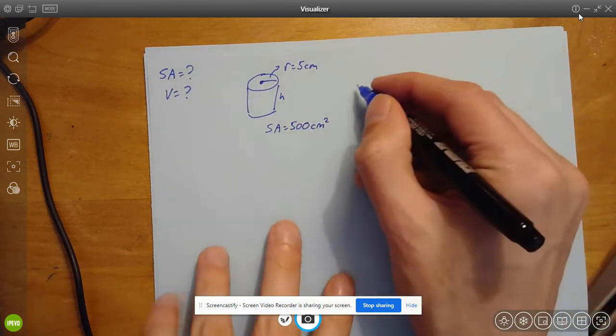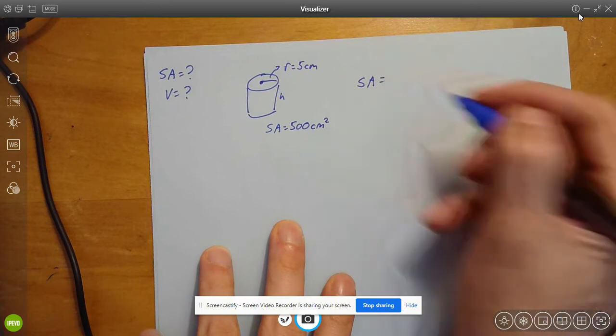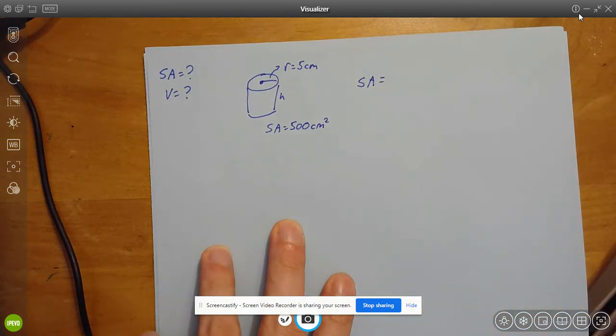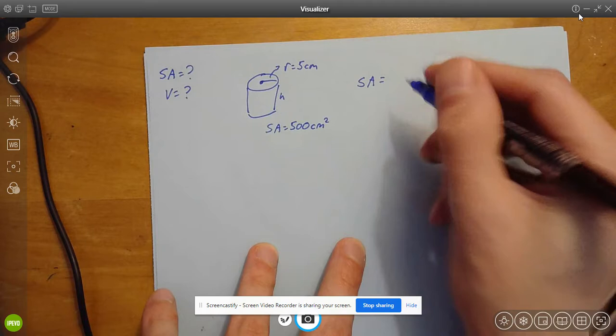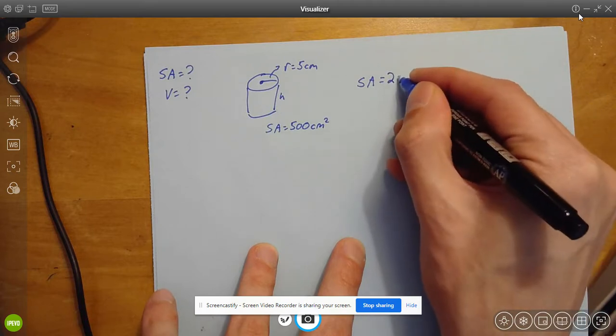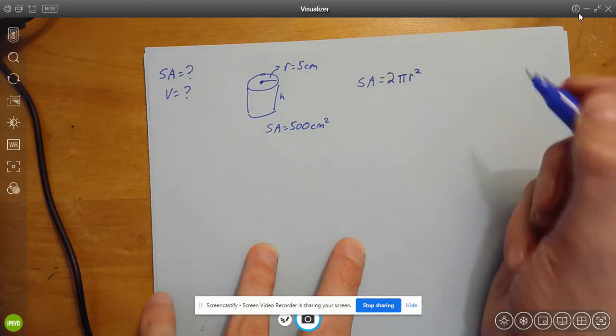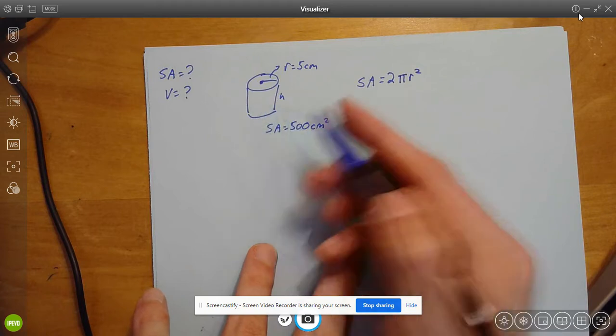So the formula for surface area of a cylinder, and of course you can use your formula sheet. I don't expect you to memorize things for this course. Math is not about memorizing, but we could deduce it. A cylinder has got 2 circles, so it's going to be 2 times the area of a circle, which is pi r squared. And then it's got that rectangular wall we just talked about.